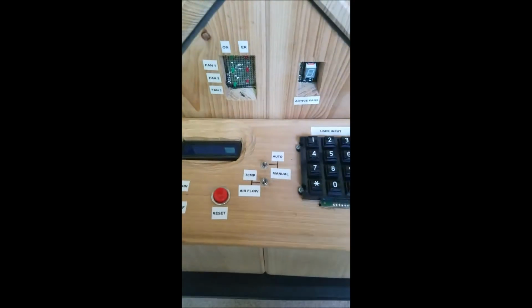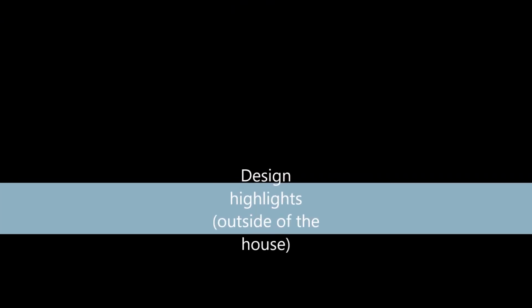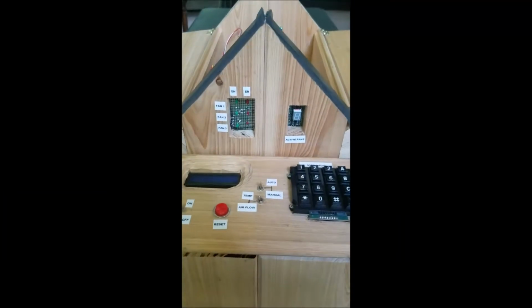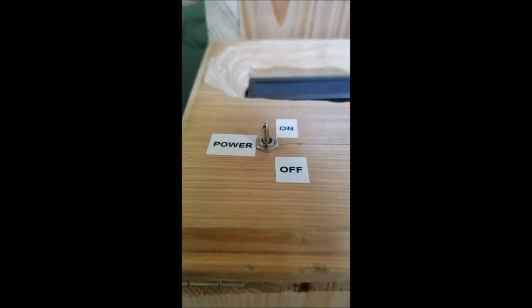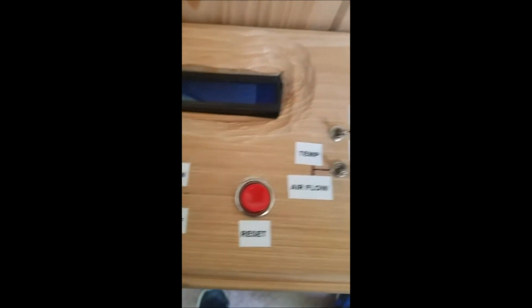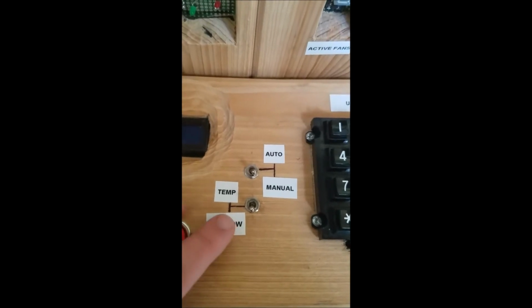Next will be some of the design highlights and wiring techniques we used. In this video, we'll show you everything that we have implemented. Very first is the power on and off switch. It is a fixed position switch that will power the system off and on. Our other 2 fixed position switches are the auto and manual, temperature, and airflow.